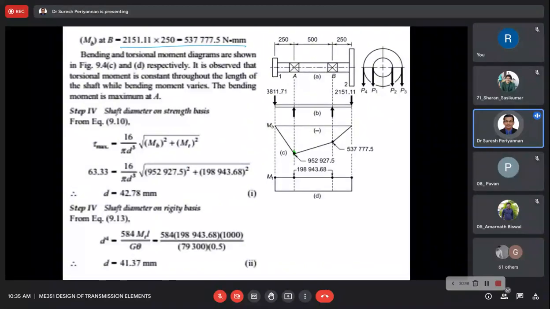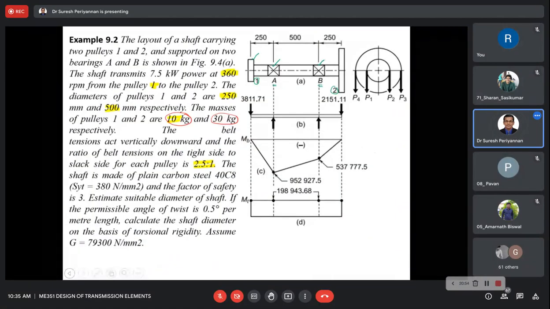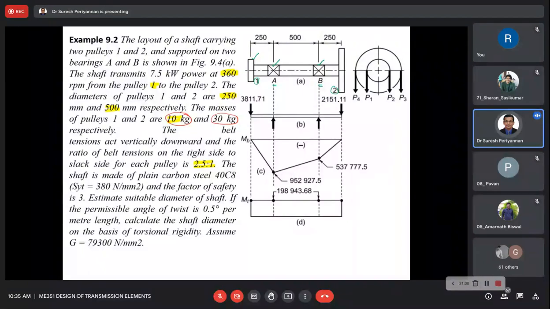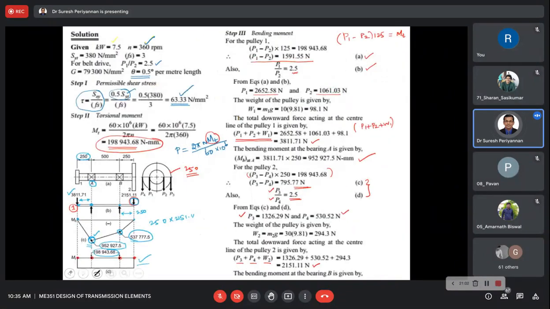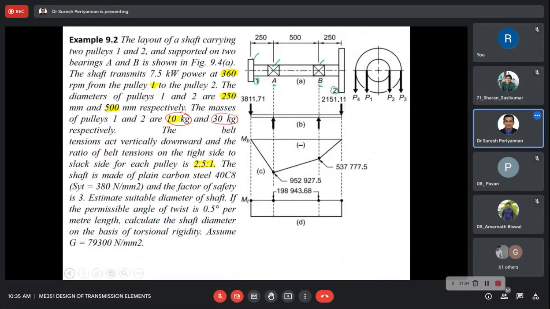Okay, this I already told you. Now come to this. In the problem, the maximum CSS is already given. Based on the maximum CSS, we are going to find out the shaft diameter.